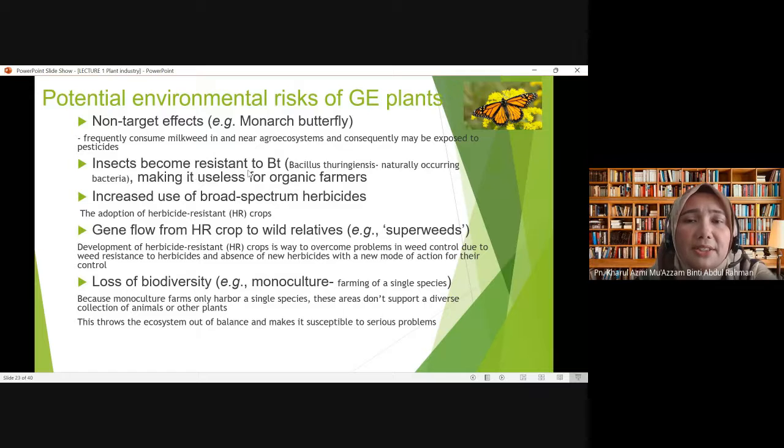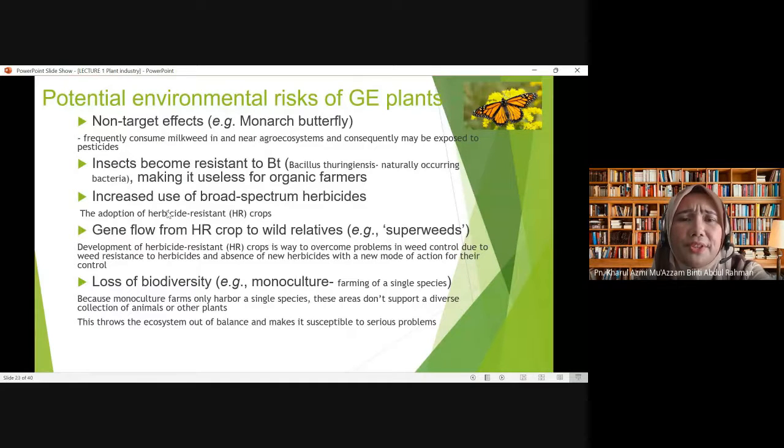Okay, insect become resistant to BT. BT is actually the Bacillus thuringiensis, which is the naturally occurring bacteria, making it useless for organic farmers. Sebabnya bila kita overuse the chemical, dia akan menyebabkan resistant kepada certain chemical tu. So kalau organic farmers ni yang tidak menggunakan bahan kimia tu, tak gunalah. Kalau tak guna apa-apa, senanglah bakteria tu affected dia punya crop. Okay, organic farmers ni tak guna, katakan, without the usage of any chemical or pesticide.